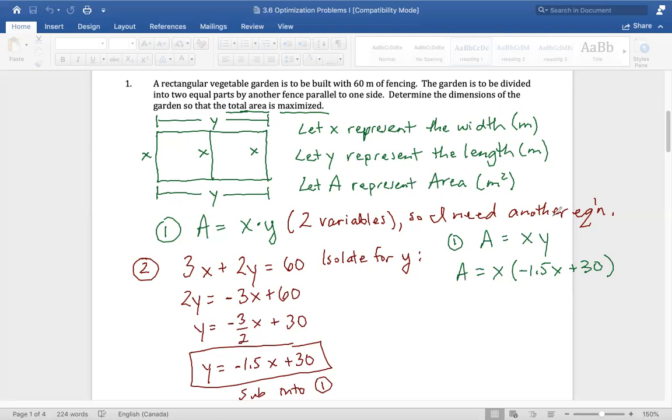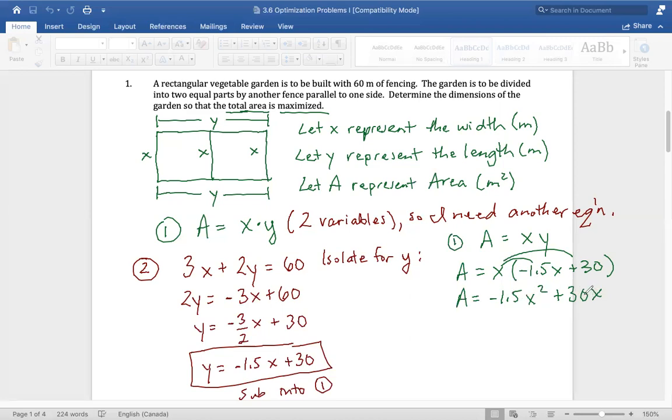Now I can simplify that, expand that. So then I would be left with negative 1.5x squared plus 30x, which also helps me with differentiating, right? I find that this is a bit easier to get the derivative of, but you can also do it this way too. So yeah, I think we're ready to differentiate. I've gone as far as I can go here.